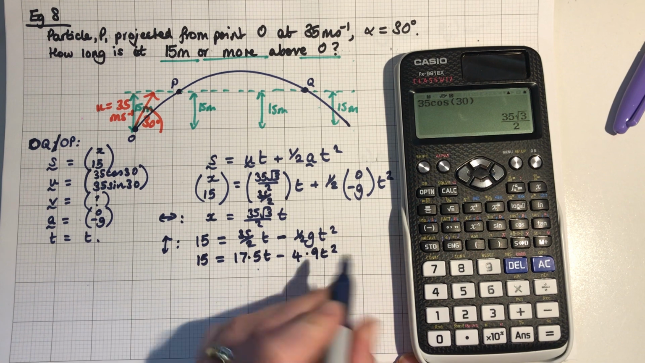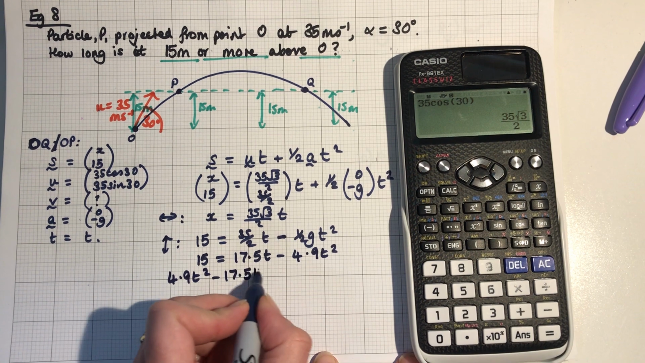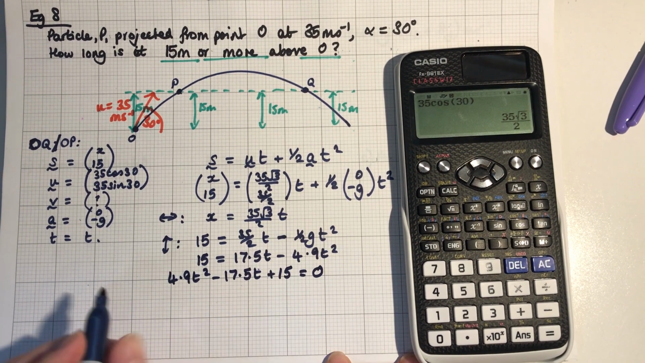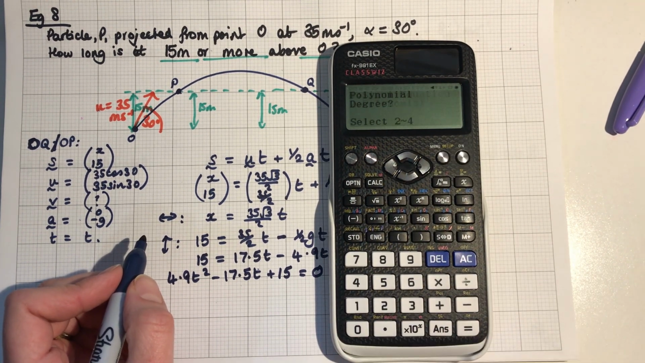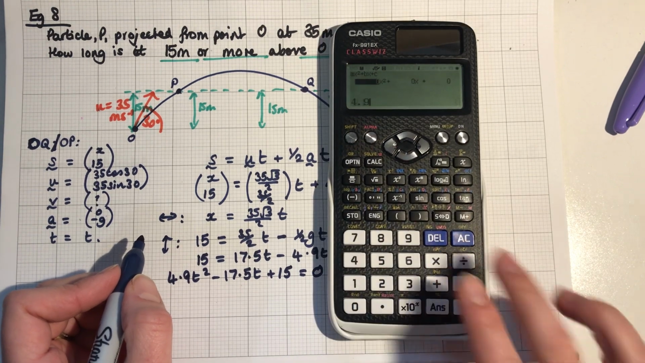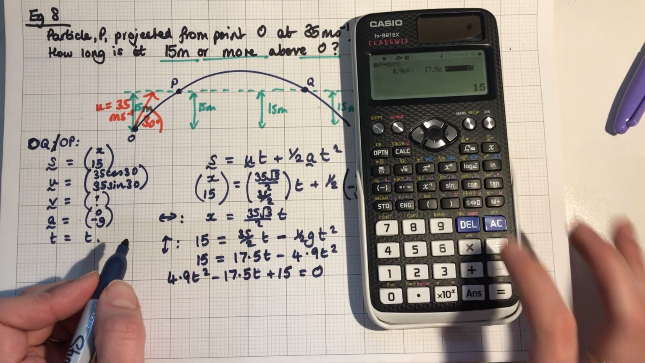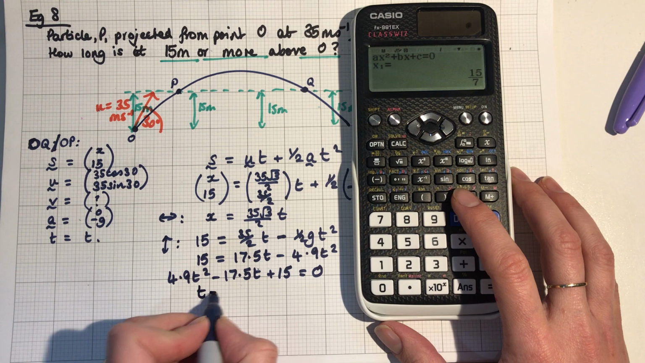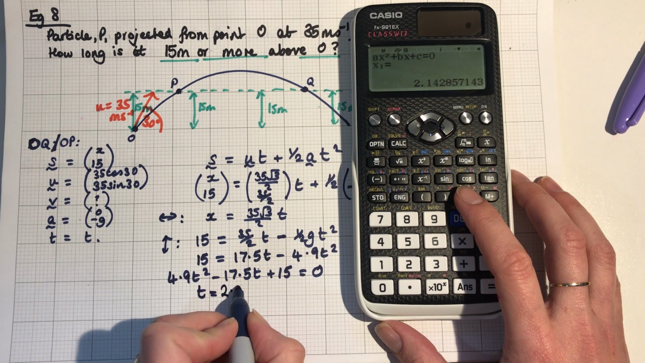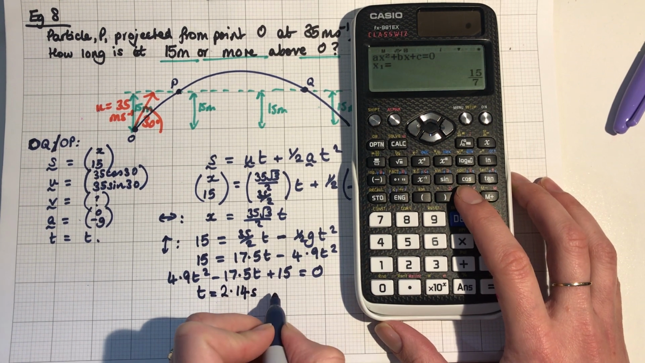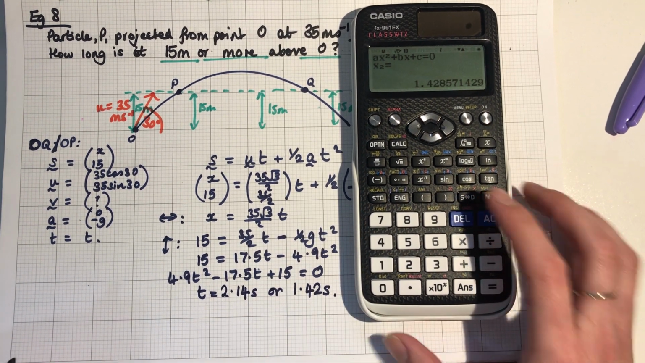Now I'm going to solve this quadratic equation by bringing everything to the left and making it equal to 0. So that gives us this. And now I'm going to use the quadratic equation solver on my calculator. That's that one, polynomial degree 2. A is 4.9, B is minus 17.5, C is 15. And my solutions for t are coming up as 15 over 7. So remember, we've used g, so only 2 or 3 significant figures. So 2.14 seconds, or 10 over 7, so that's 1.42 seconds. Now, why have we got two solutions?